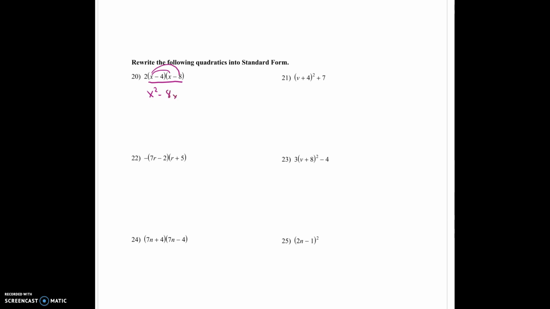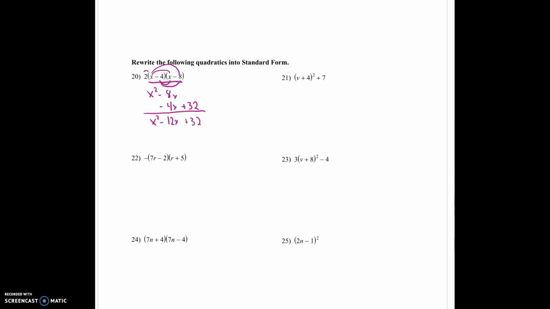And then -4 has to go and meet the neighbors, so I have a -4x joining the 8x. I'm stacking my like terms. And then this -4 and this -8 make a positive 32. So anyway, when the neighbors meet the neighbors, I have x squared minus 12x plus 32.